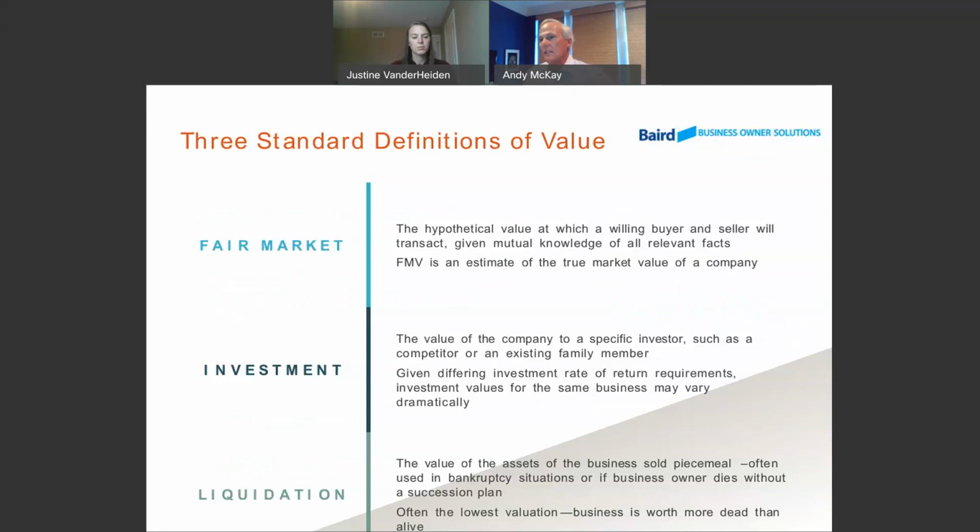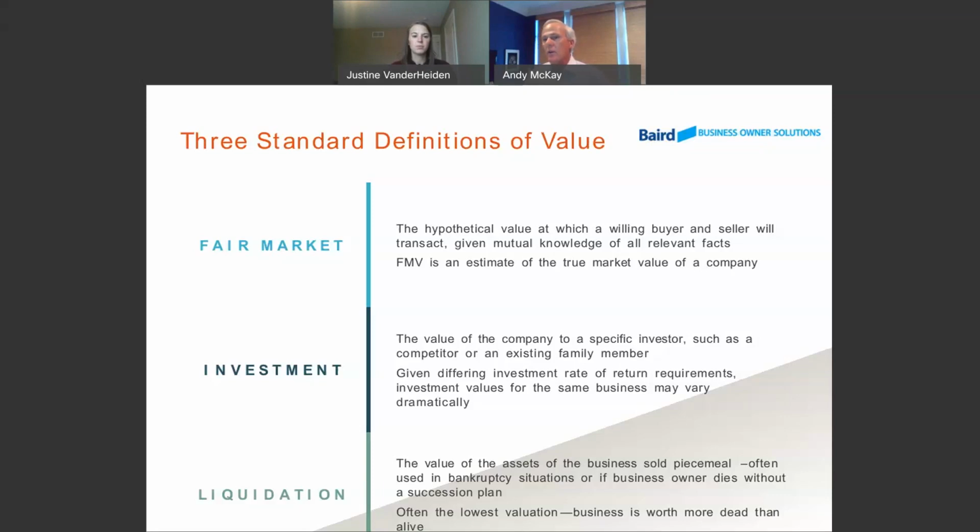So to really understand value, fair market value is the classic willing buyer, willing seller, given knowledge of all relevant facts and circumstances, and neither party being under any compulsion to purchase or sell. So it is a theoretical estimate of the true market value. Investment value would be the value of a company to a specific investor or buyer. For example, a competitor may be willing to pay more to get the company out of the market, or it could be to an existing family member. So again, you have to pay attention to the definition of value and the purpose of the value.